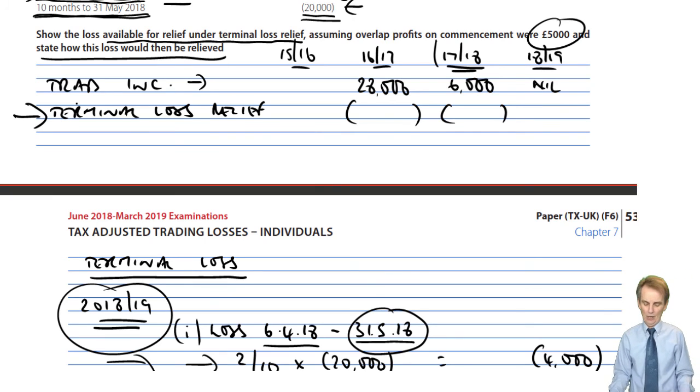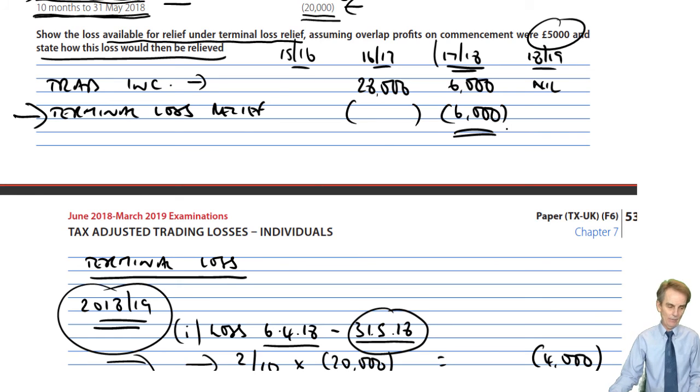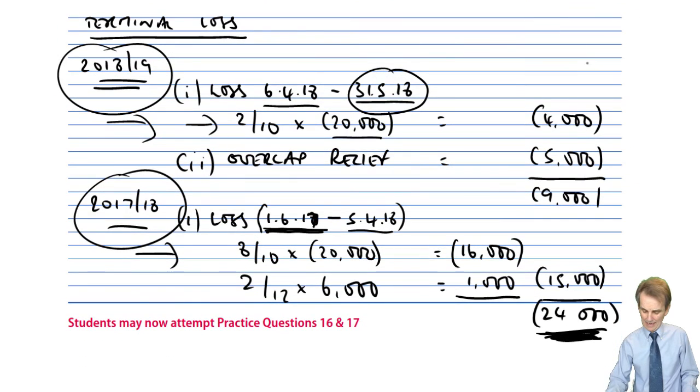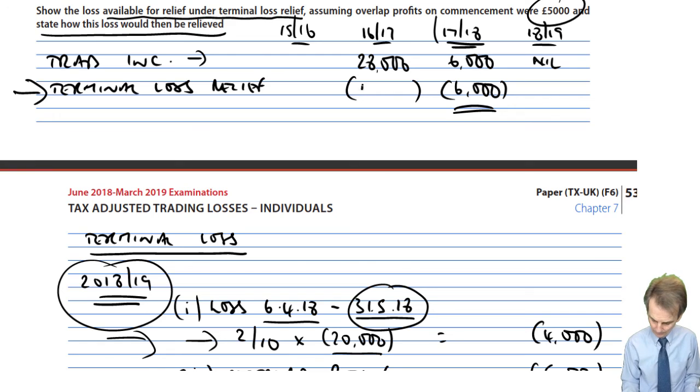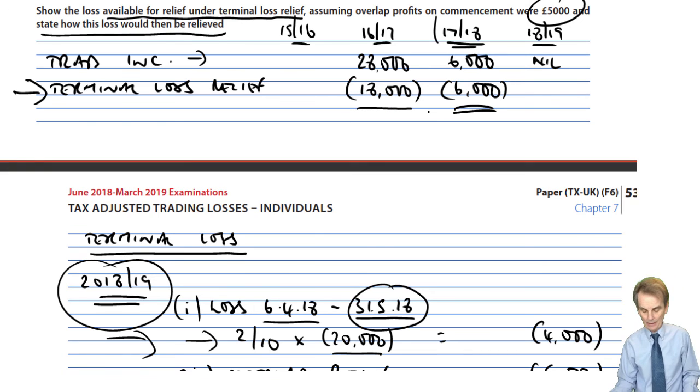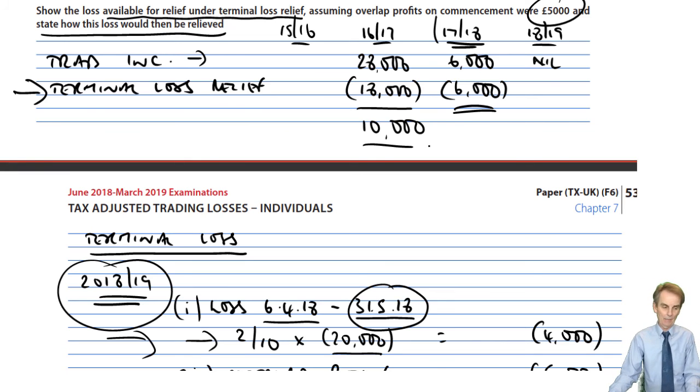We go back on a last in, first out basis. We've got £24,000 of loss. The first thing to go is the trading income of the previous year. That was £6,000. So we've used 6,000 out of the 24,000. That therefore would leave us with £18,000 of loss. 18,000 to go back against the trading income of 1617. There is sufficient income, as we can see there, to absorb that, and that will still leave you with £10,000 worth of trading income assessment.